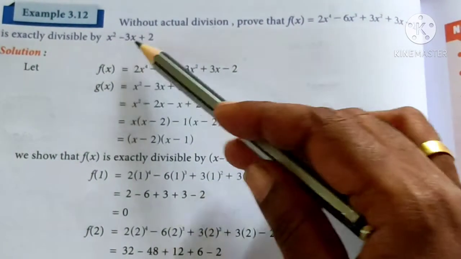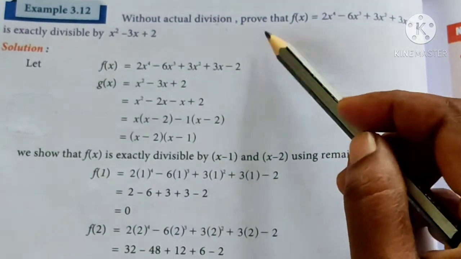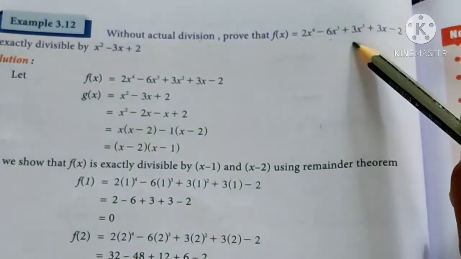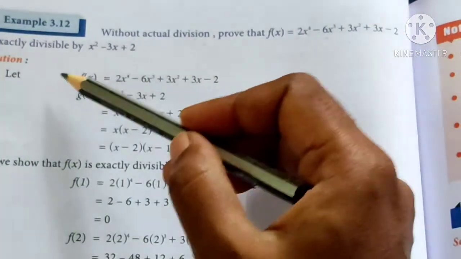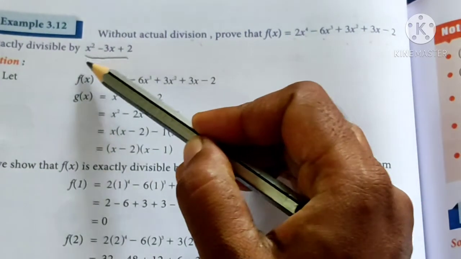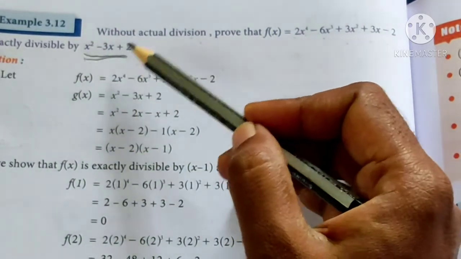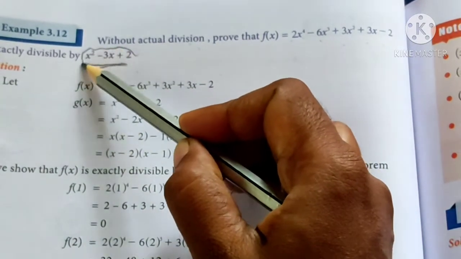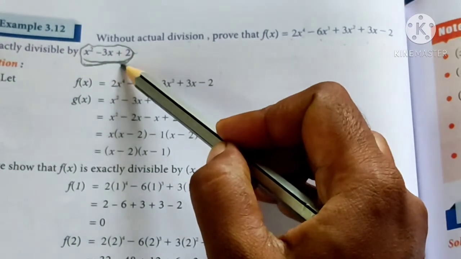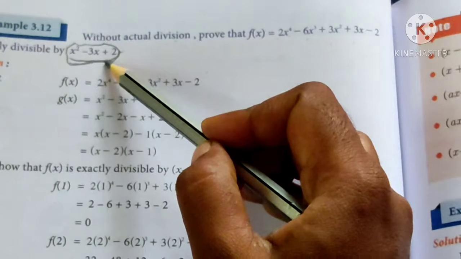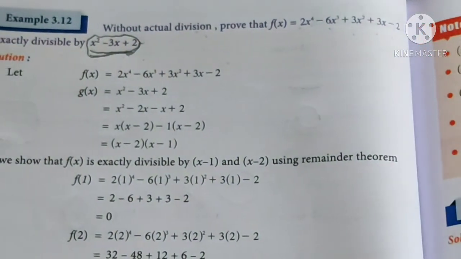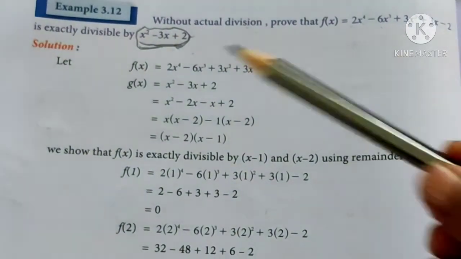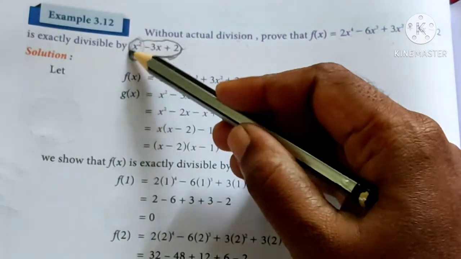Example 3.12. Without actual division, prove that f of x equal to 2x power 4 minus 6x cube plus 3x square plus 3x minus 2 is exactly divisible by x square minus 3x plus 2. So, using this quadratic equation, we get 2 x values. In a linear equation we get only one value, but in a quadratic equation we get 2 x values because x power is 2, so we get 2 solutions.